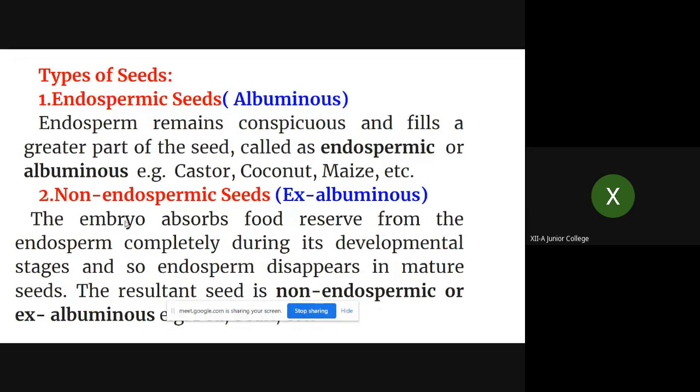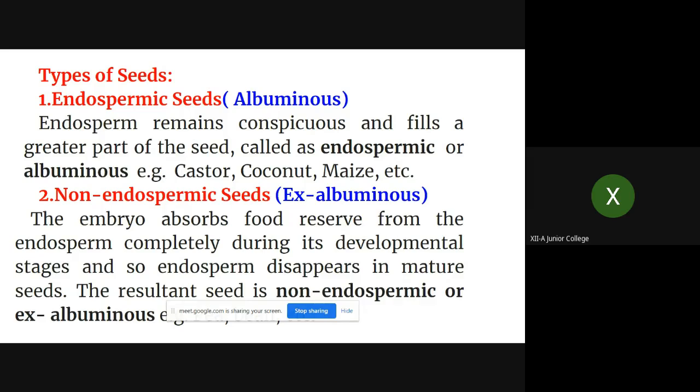And the second is what? Non-endospermic seed. They are also called exalbuminous seeds, where the endosperm is completely utilized by the developing embryo. So there is no endosperm remaining at the end. That means the embryo absorbs food reserves from the endosperm completely during its developmental stages, and so the endosperm disappears in mature seeds.